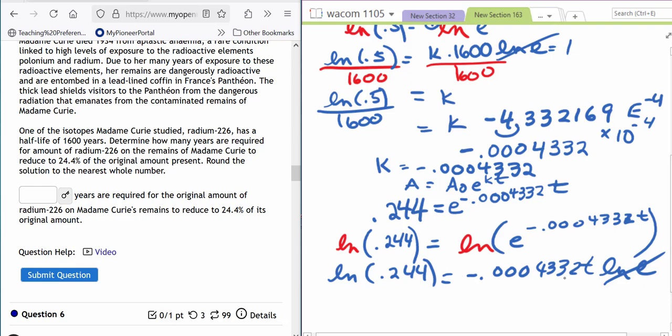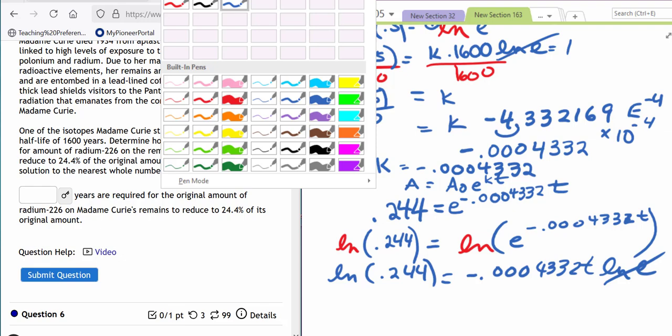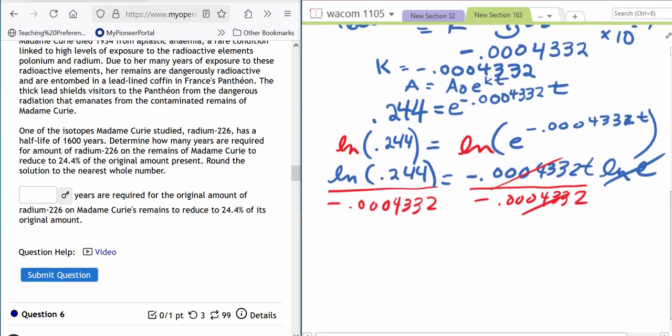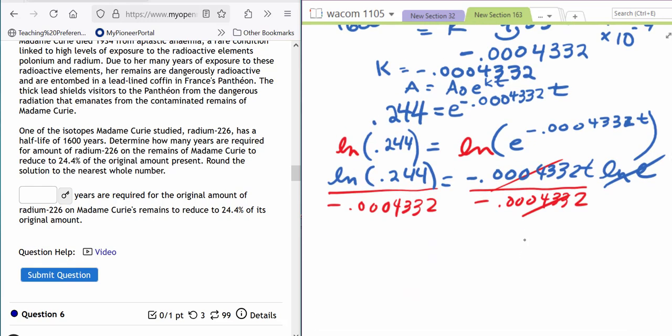And then we're going to divide on both sides by negative 0.00043332. Negative 0.00043332. And that should give our t.